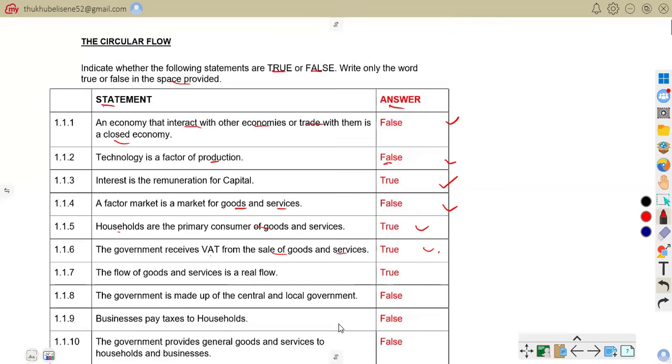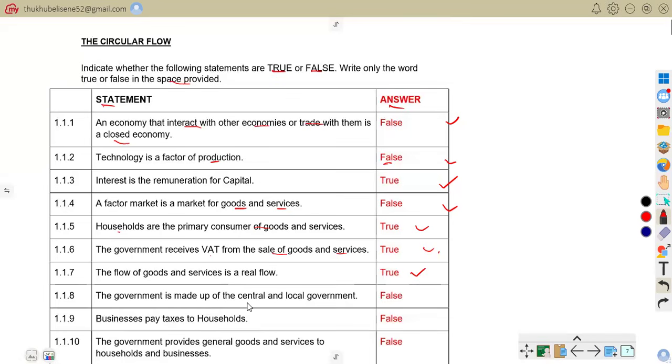The government receives VAT from the sale of goods and services. That is true. The government collects VAT, value added tax. The flow of goods and services is a real flow. That is true. Goods and services moving is part of the real flow.